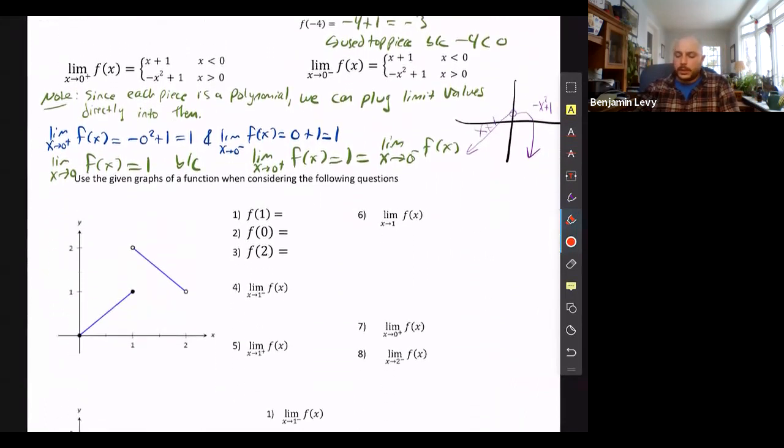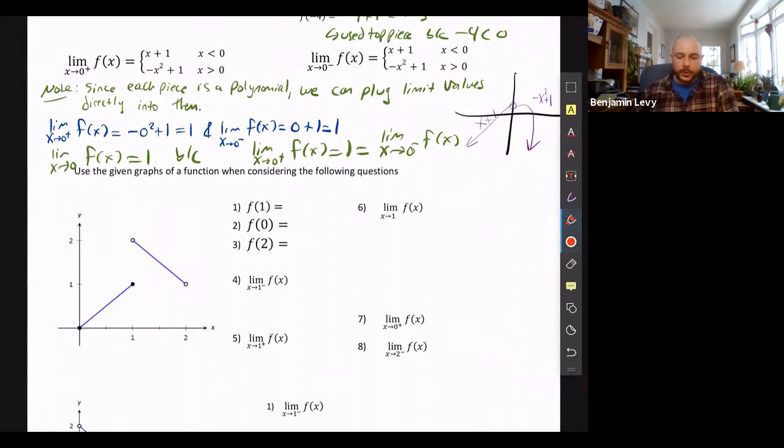So let's look at a picture version of this same thing. I'm going to do this first one, and I'm going to ask you to think about the second one.